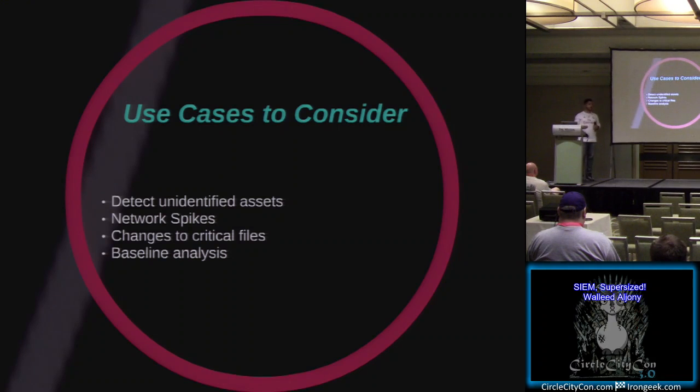Changes to critical files would be one of the most important things. I'd say watching registry files, where malware usually likes to hide, is something you'd like to do. Also baseline analysis: if you know what your network looks like and you know the number of events that normally happen within the network, then if you see a network spike, you'll be able to tell what's going on if you're forwarding the correct things.